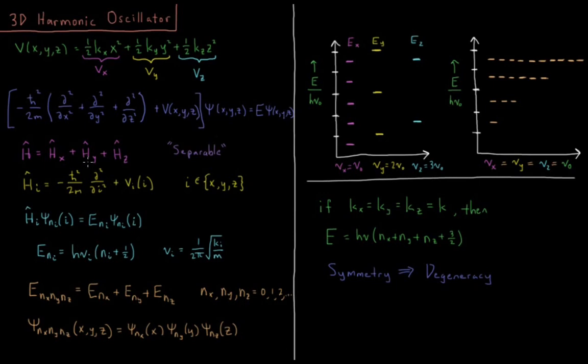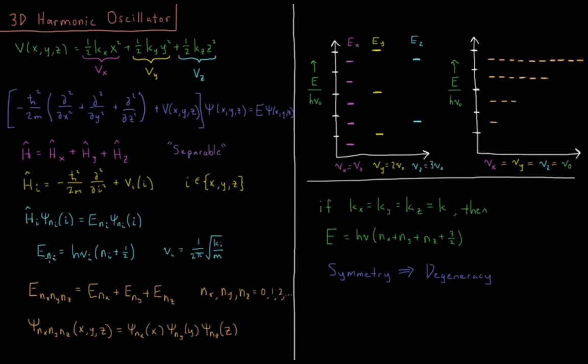We can separate variables. This Hamiltonian is separable into a Hamiltonian of x, Hamiltonian of y, and Hamiltonian of z. So the Hamiltonian of each individual dimension, x, y, and z, is minus h bar squared over 2m, second partial with respect to i, plus Vi of variable i being x, y, and z. Since the Hamiltonian is separable, the Schrodinger equation is separable into each dimension: Hi psi ni of i equals E ni times psi ni of i.